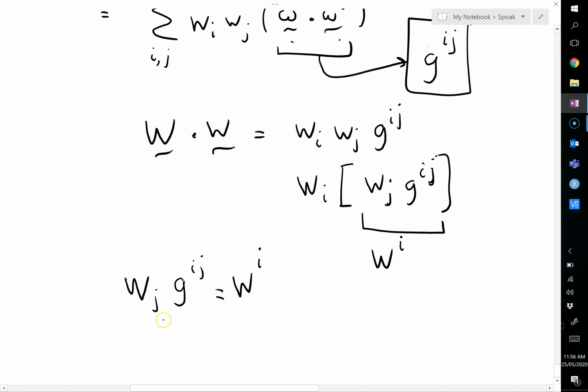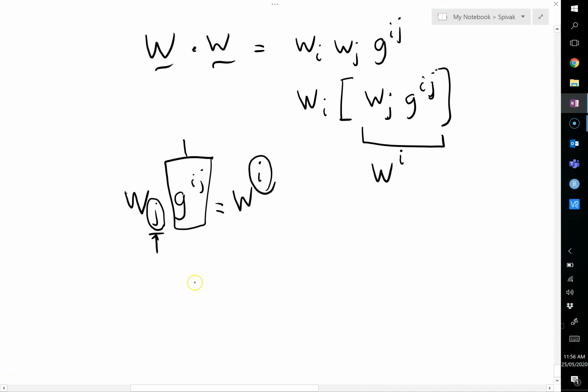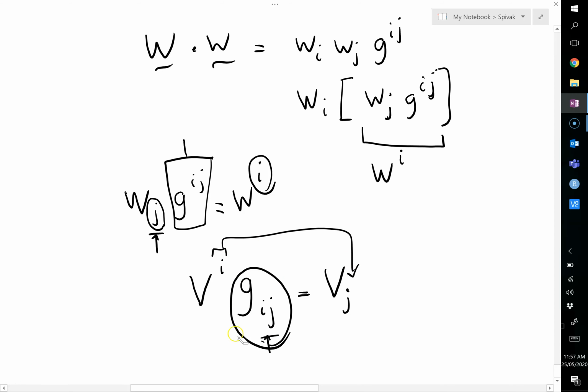So effectively what we've done, we've taken a downstairs index, we've multiplied it by our g with upstairs indices, and we've taken a downstairs index and turned it into an upstairs index, which is quite a nice thing to do. And if you'll remember from a previous screencast, we got a vector v with an upstairs index. We could multiply by g with two downstairs indices and turn it into a downstairs index. So we can take an index and lower it using this form of the metric tensor, and we can take a downstairs index and turn it into an upstairs index.